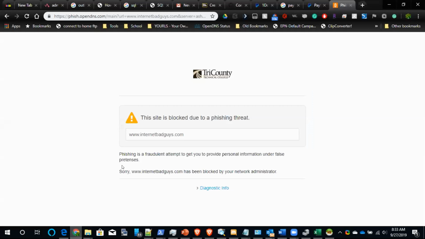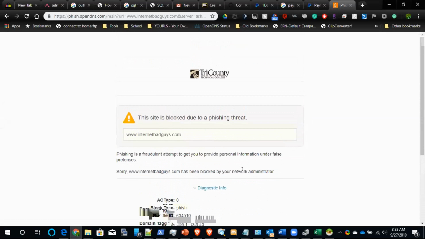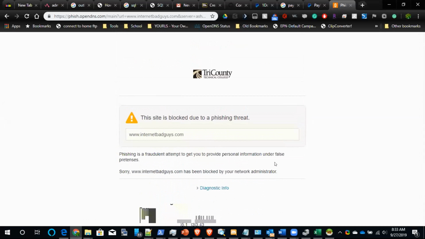where is it at? Right here. So it says this site is blocked due to a phishing threat, and it was internetbadguys.com, and it's just a test website. Phishing is a fraudulent attempt to get you to provide personal information under false pretenses. Then it's saying it was blocked by a network administrator, and then there's just some diagnostic info for the administrator if they're doing anything with it.